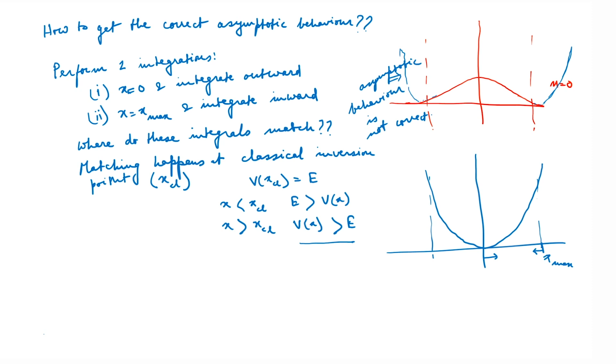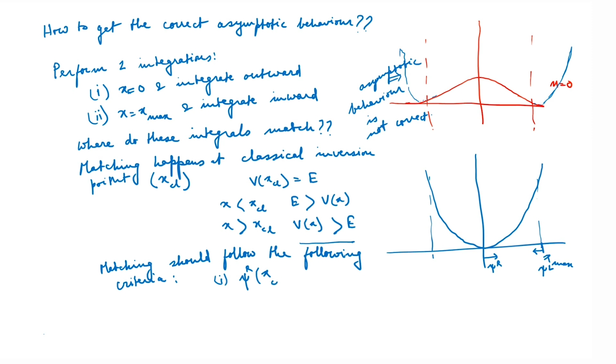We match it in two ways. Matching should follow the following criteria. We will use two properties of the wave function. The one property is that at the classical point of inversion, if I call this psi R and this psi L, then psi R at x classical should be equal to psi L at x classical.